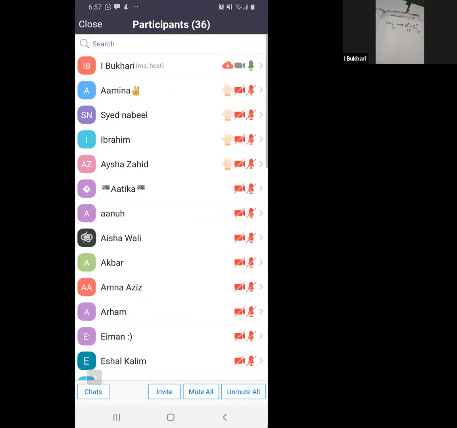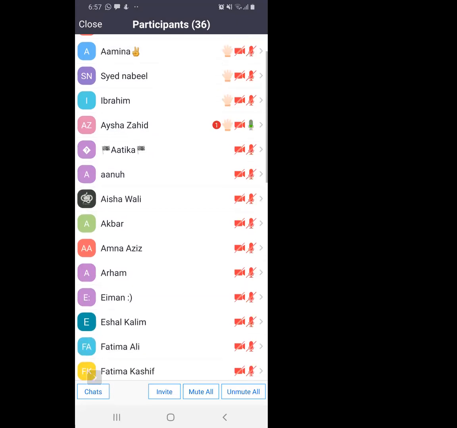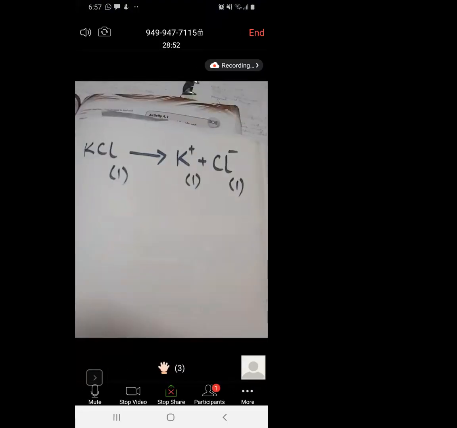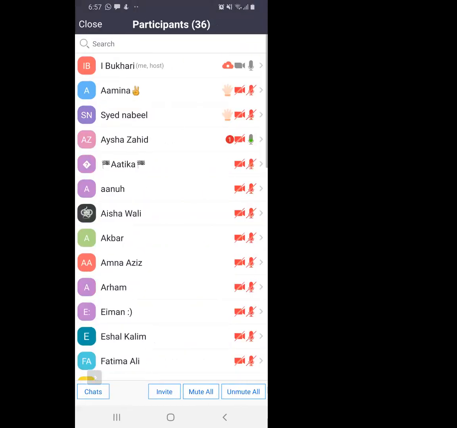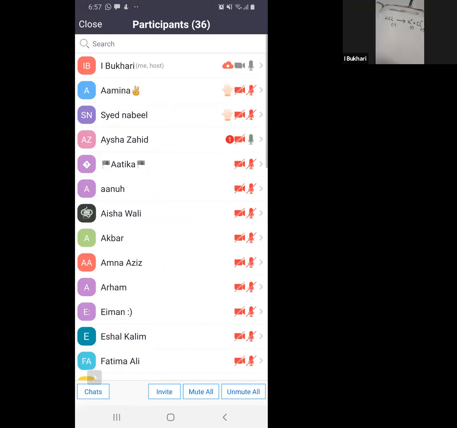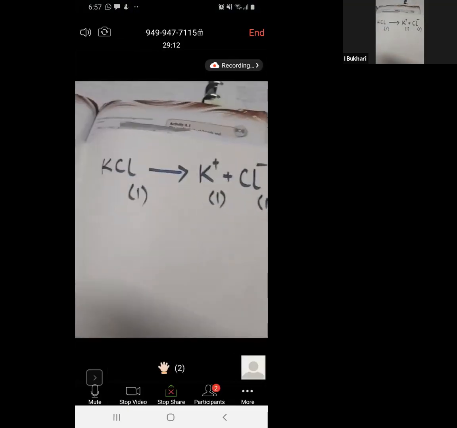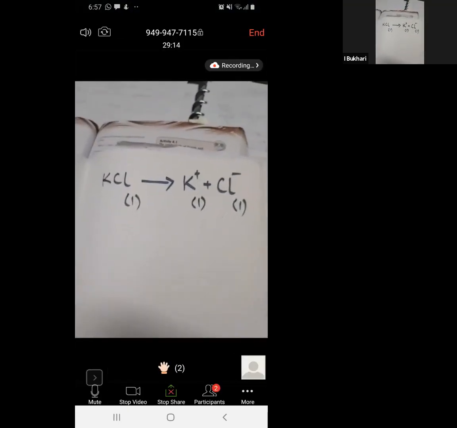Like he is the real chemist here. Okay, Aisha Zahid, yes? Ma'am, I think it's a redox reaction. How come? Can you please explain a little? What is getting oxidized and what is getting reduced? Tell me.